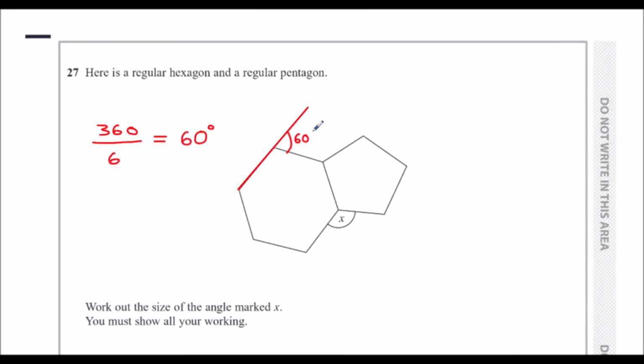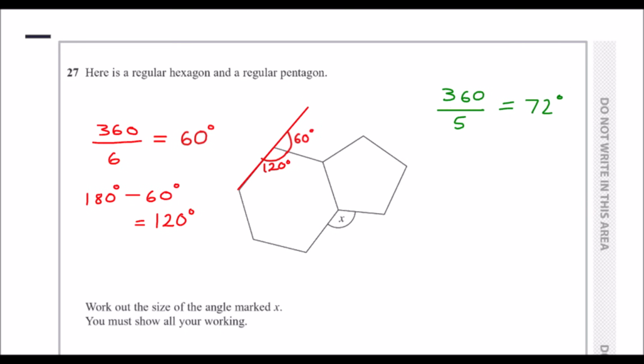So each exterior angle for our hexagon is 60 degrees. We could also work out the interior angle if we wanted to by doing 180 take away 60 degrees, which is 120 degrees, because they're on a straight line. Angles in a straight line add up to 180. We can do the same with the pentagon. So this time we've got 5 sides. So 360 divided by 5. So dividing by 10 is 36. Double that, 72.